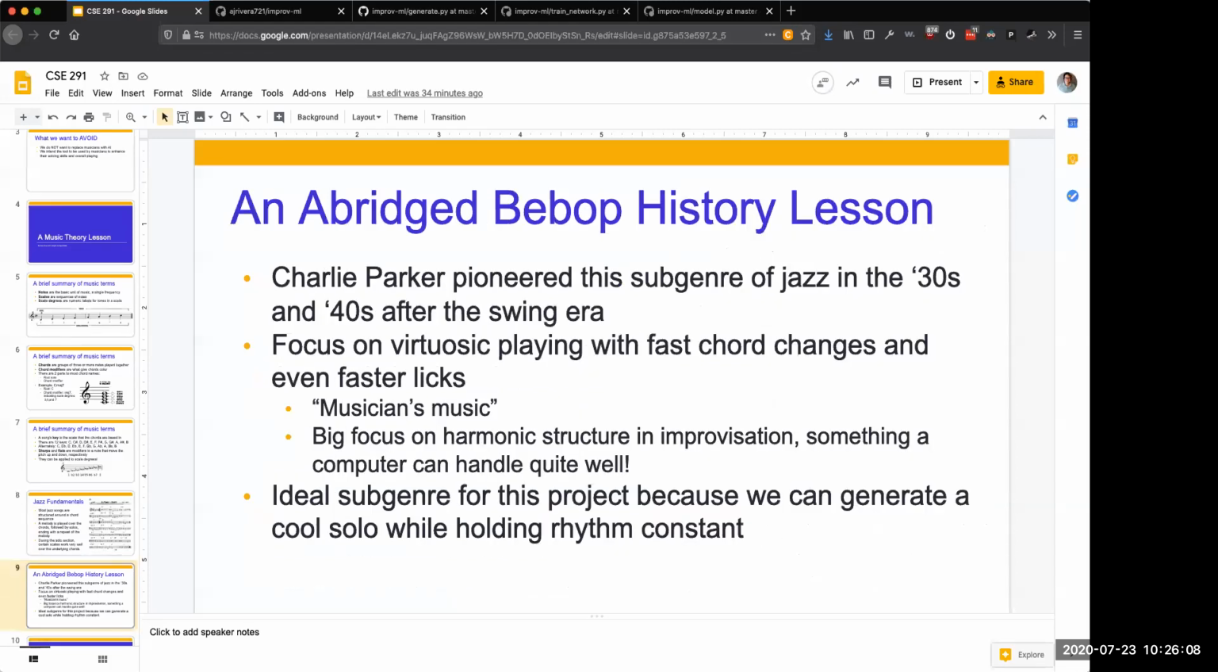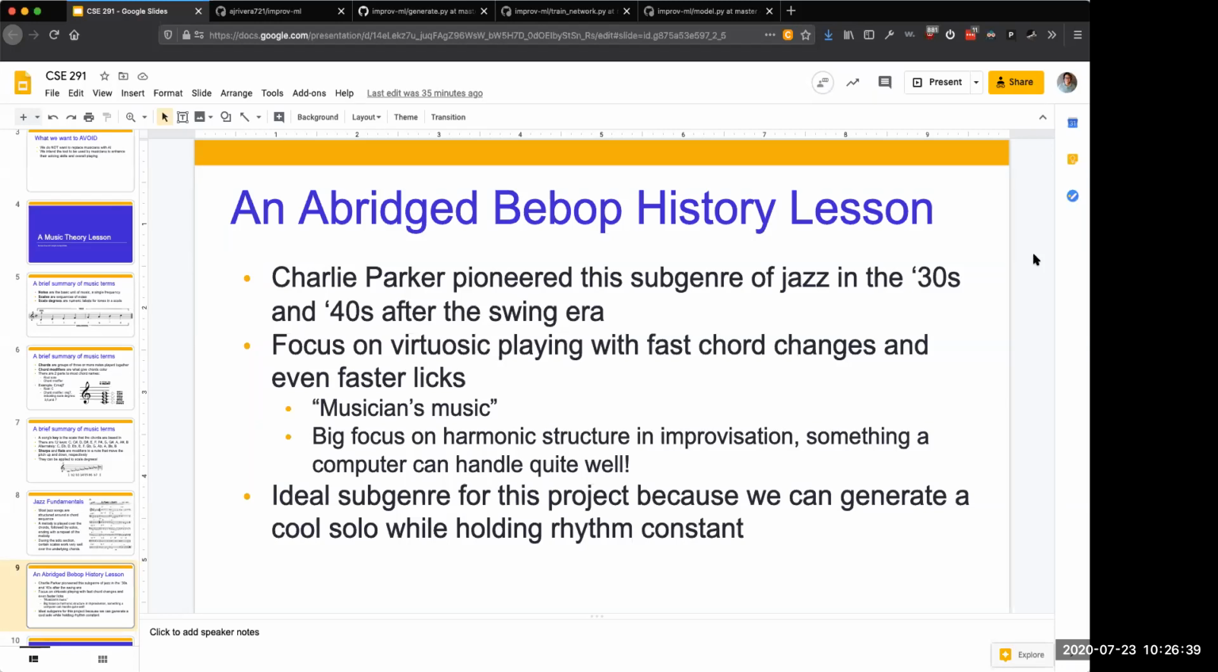And a little bit of the history of bebop and the artist that we used to train our model, Charlie Parker. He pioneered the subgenre of jazz in the 30s and 40s after the swing era. It was very much musicians' music because it was focused on super technical, fast playing, fast chord changes, fast licks, just a lot of focus on the technical aspects of music.